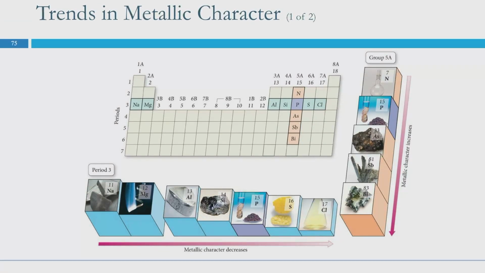Here's a chart showing a cross-section with phosphorus, phosphorus being a metalloid, maybe? No, it's a nonmetal. What am I talking about? That's just the cross-section. So on the left to right, metallic character decreases from sodium to chlorine. Chlorine's definitely not a metal. And it also increases moving from nitrogen, a nonmetal, down to bismuth, definitely a metal.